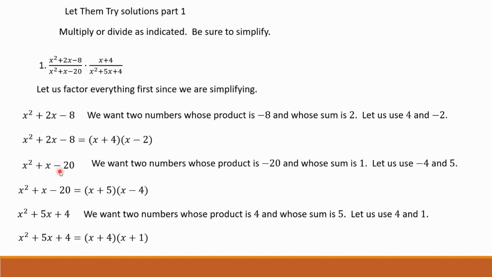For the next one, x squared plus x minus 20, right? Here, we want two numbers, right? The product, we want it to be negative 20, and the sum, we want it to be 1, okay? Negative 20 is the product, sum is 1. Well, how about 5 and negative 4? That works also. So we get this. Now here we also want two numbers whose product is 4 and the sum is, excuse me, 5. And so 4 and 1 are going to pull that off.